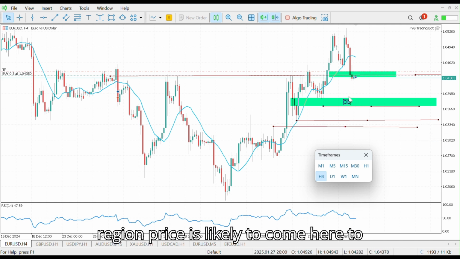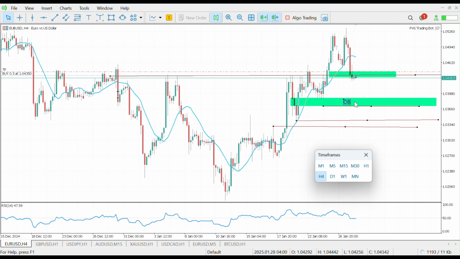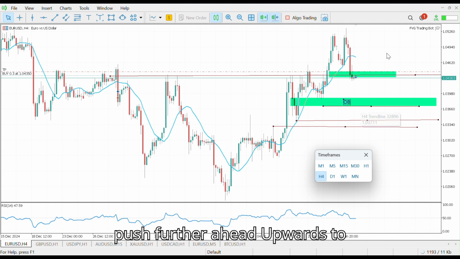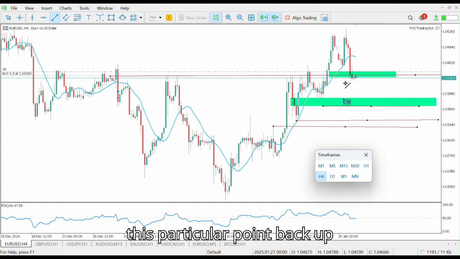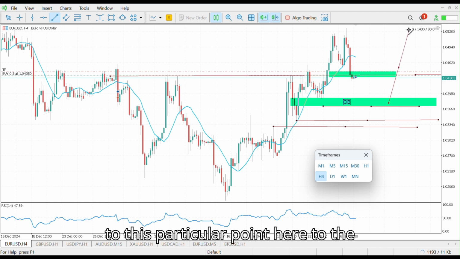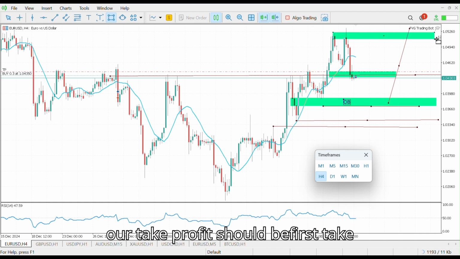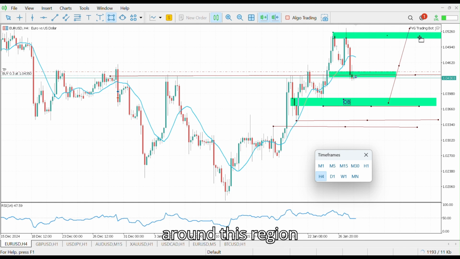So within this region, price is likely to come here, grab liquidity on this point, then push further upwards to this particular point, back up to the previous high. And this is where our take profit should be. The first take profit should be at least around this region. Take profits.